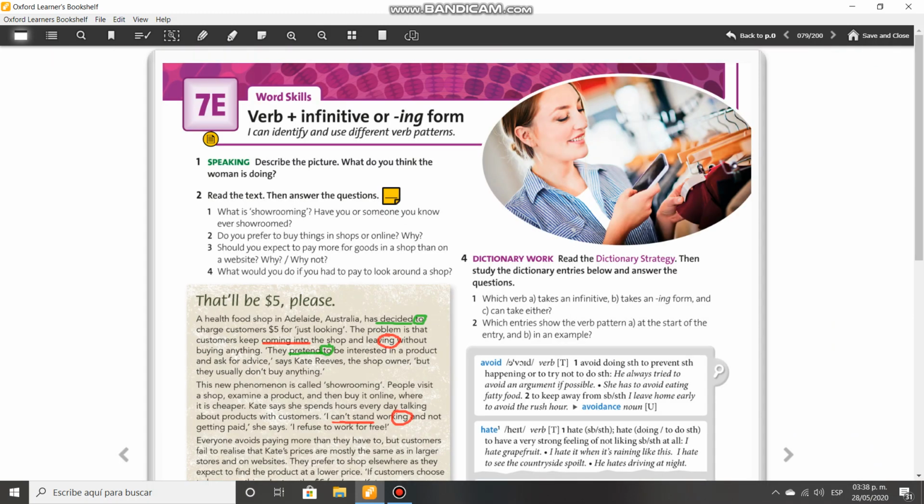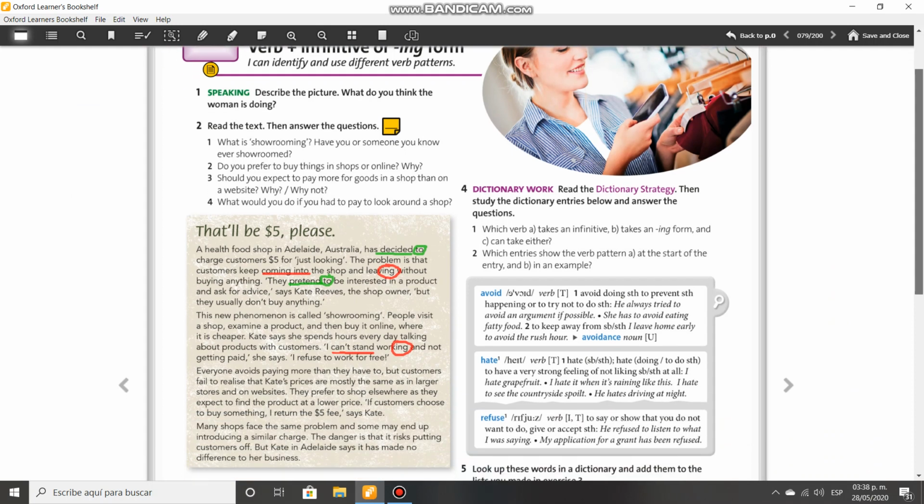with the next exercise. It says read the text and then answer the questions. And you have 4 questions here. What is showrooming? Have you or someone you know ever showroomed? Do you prefer to buy things in shops or online, and why? Should you expect to pay more for goods in a shop than on a website? Why or why not? And what would you do if you had to pay to look around the shop? So I want you to read the text, please. And then you have to answer these 4 questions. So please take a few minutes to answer this, okay?